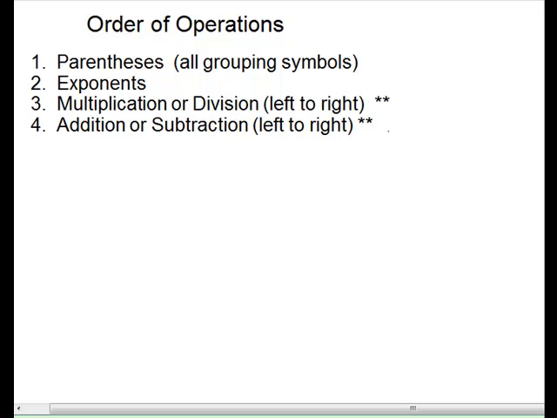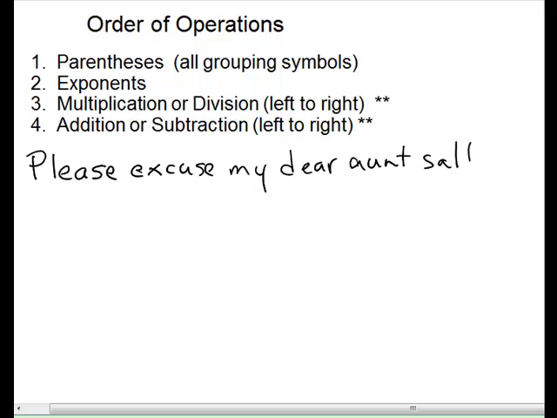There is a memory trick that you might have heard. Please excuse my dear Aunt Sally. You just have to be very careful if you use this trick, and it uses the first letter. The trouble is it does not take into account that multiplication or division could be reversed. Also, it doesn't take into account that addition or subtraction could be reversed. So if you use this memory trick, be very careful with those.